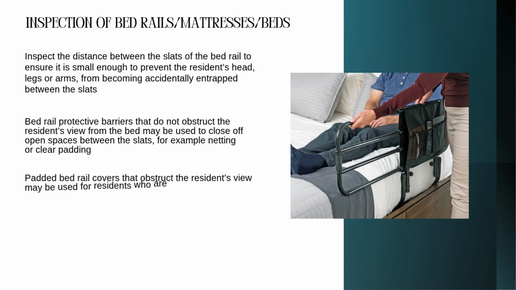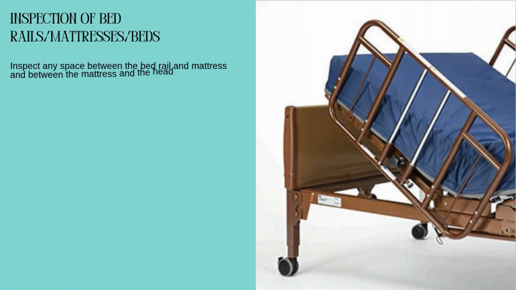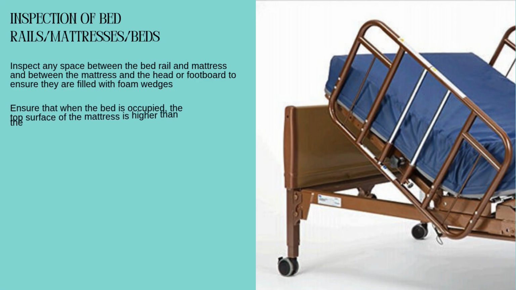Padded bed rail covers that obstruct the resident's view may be used for residents who are prone to seizures or who are extremely agitated. The covers should be soft enough to prevent injury, but rigid enough to prevent a resident from becoming entrapped. Inspect any space between the bed rail and mattress and between the mattress and the head or footboard to ensure they are filled with foam wedges. AFC providers should ensure that when the bed is occupied, the top surface of the mattress is higher than the bottom of the bed rails.